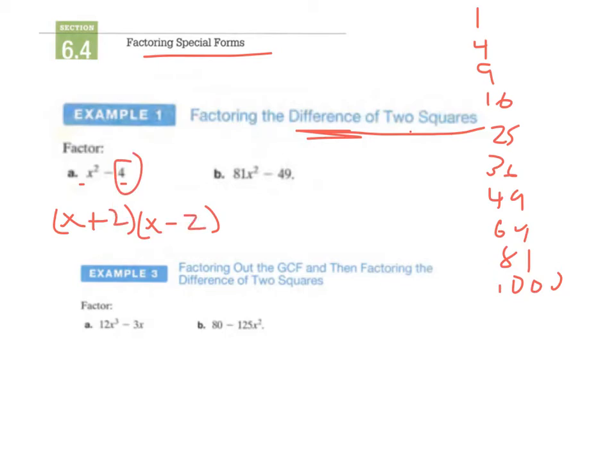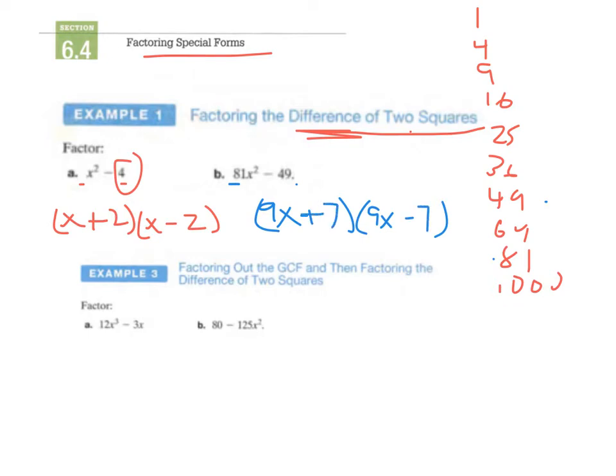So if we look at this second one, we have an 81, which if you look over here is one of them, and 49, which is over here. So we're going to split it apart, which is 9. The x's get split apart, so 9. And then we have a plus and a minus, and it happens to be 7.